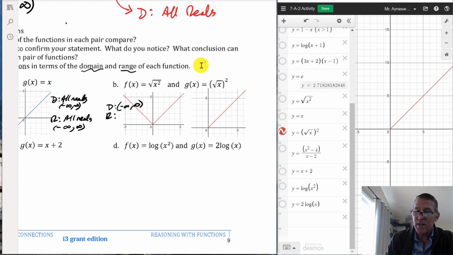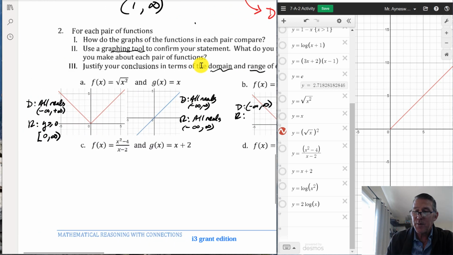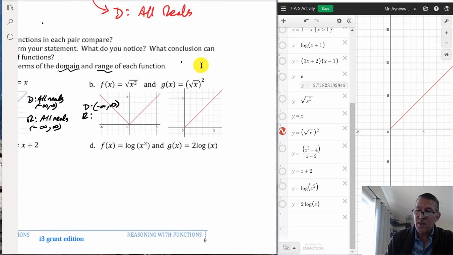The range, we already talked about it in the first one here. Since it opens up, the y values are positive or 0. So from 0 to infinity.